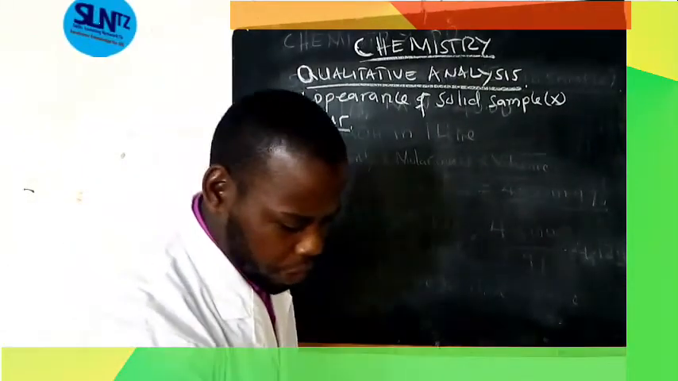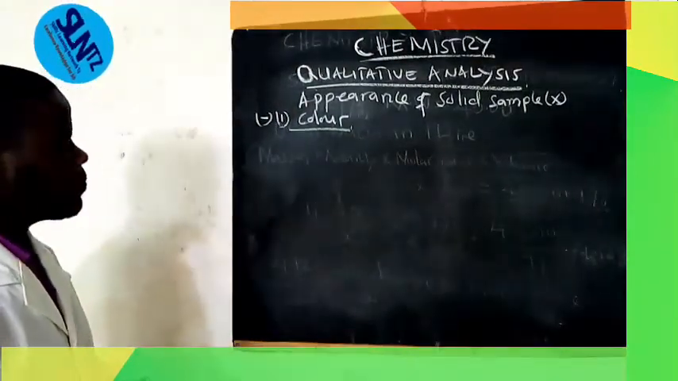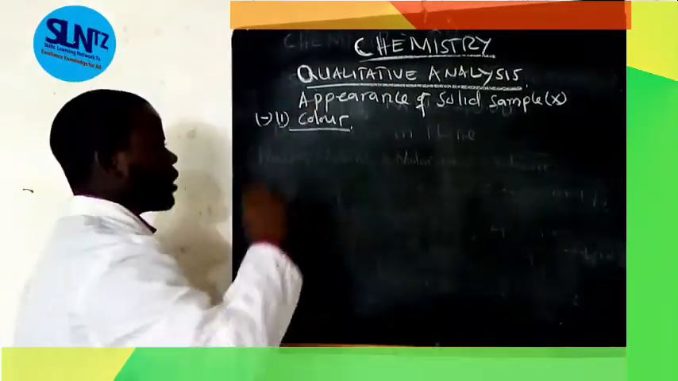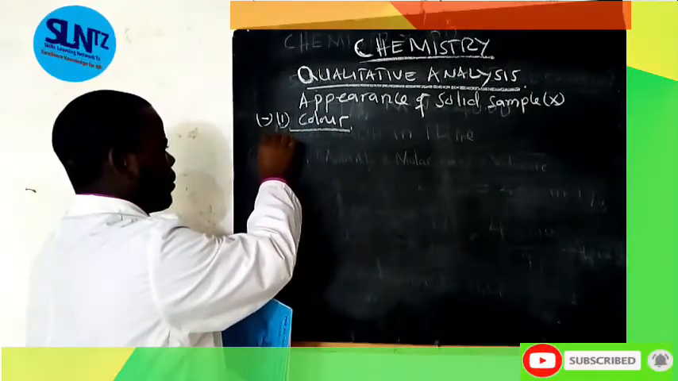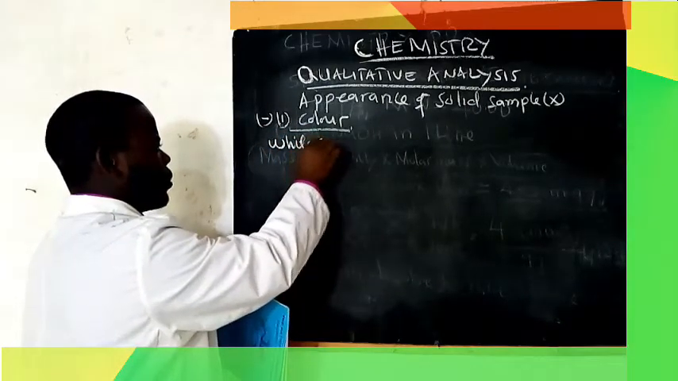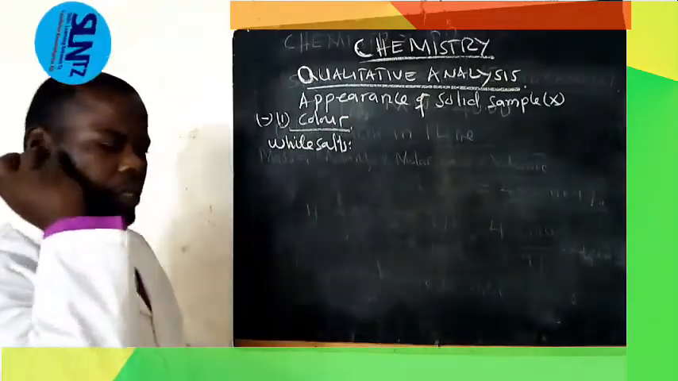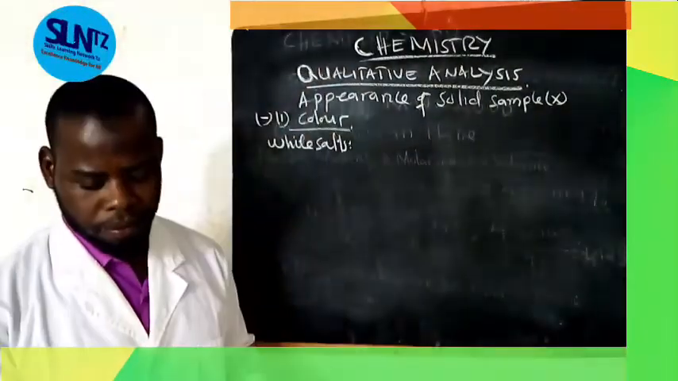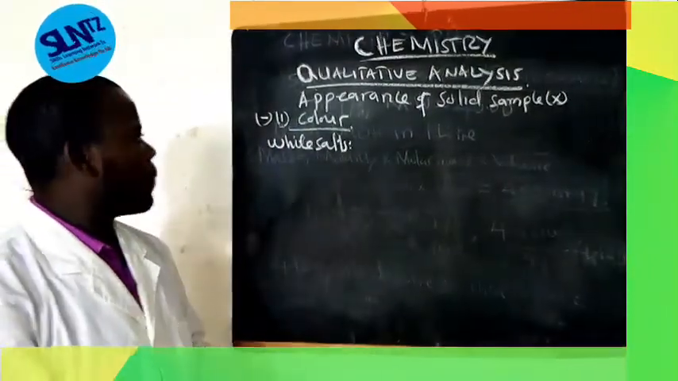So when you open your sheet here, what does the color represent? Let's start with white. With the white, we start with white salts. When you see the sample is white, what ions do you expect? And what will you infer when you see the color?